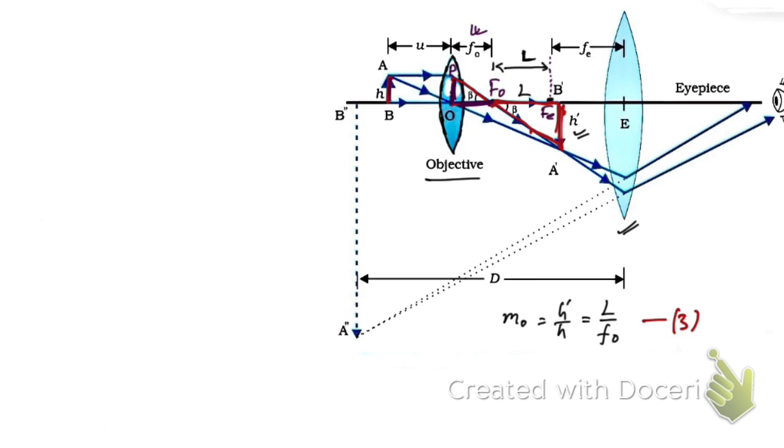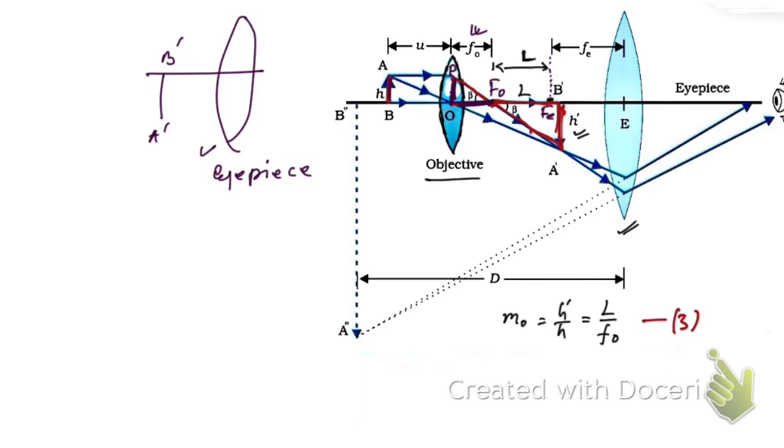Now consider this situation. This A dash B dash is the object for this lens, this eyepiece. You can consider the case of simple microscope, which I have already explained. I have given the link in the description box, where I have written simple microscope.